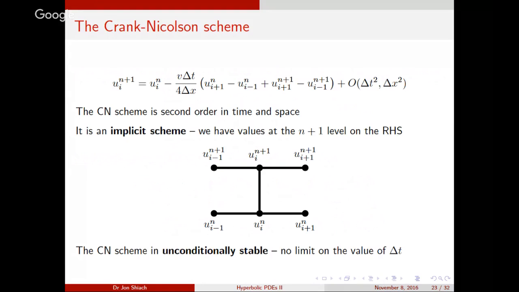The good thing about the Crank-Nicholson scheme is it's unconditionally stable. That means we can pick whatever value of delta t we want. We don't have to worry about stability. But if you pick too large a value of delta t, your accuracy won't be as good.